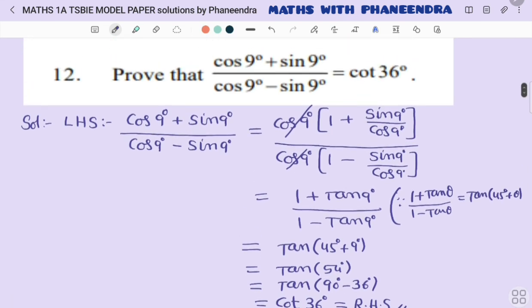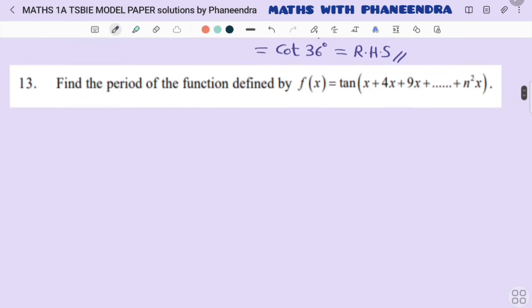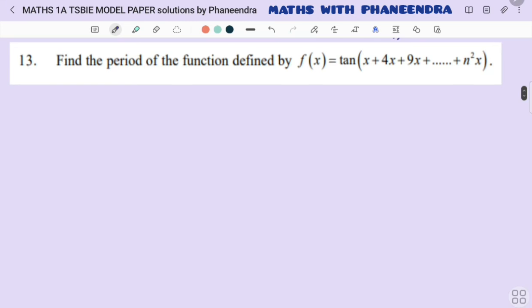Once again I will show that this is the very important point, the turning point. This is the basic formula. So we'll move to question number 13. The question number 13 is: find the period of the function defined by f of x equal to tan of x plus 4x plus 9x plus and so on, n square x.